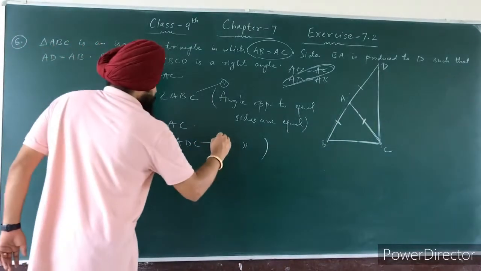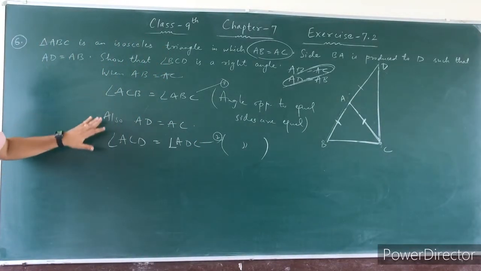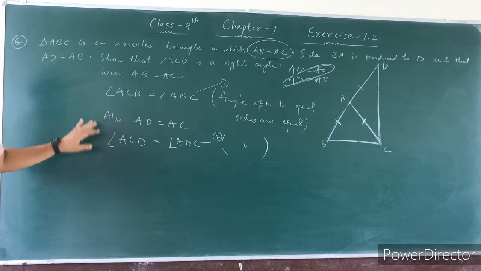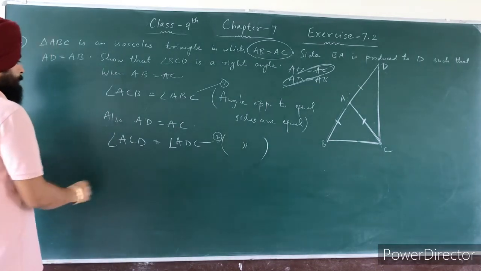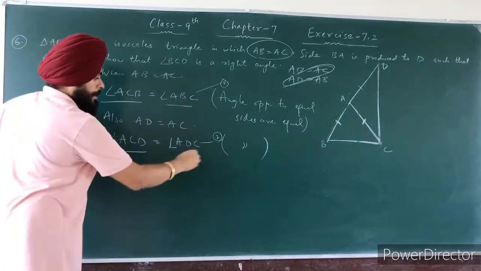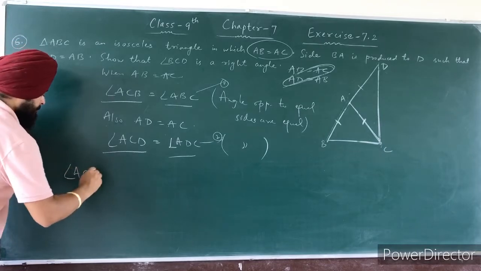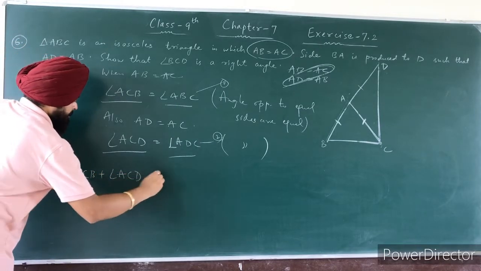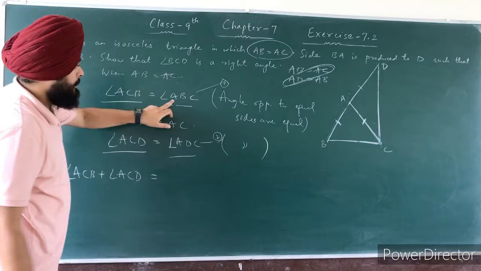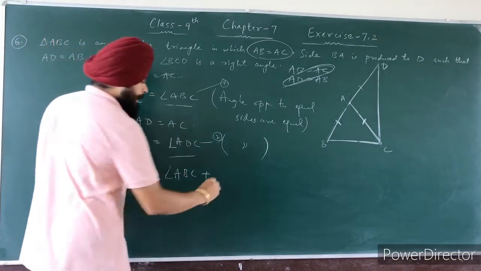Now you can take this equation number 2. Now add equations 1 and 2. दोनों equations को add करेंगे. When you add, you add left hand side with left hand side and RHS with RHS. So angle ACB plus angle ACB, and on the right hand side, angle ABC and angle ADC.